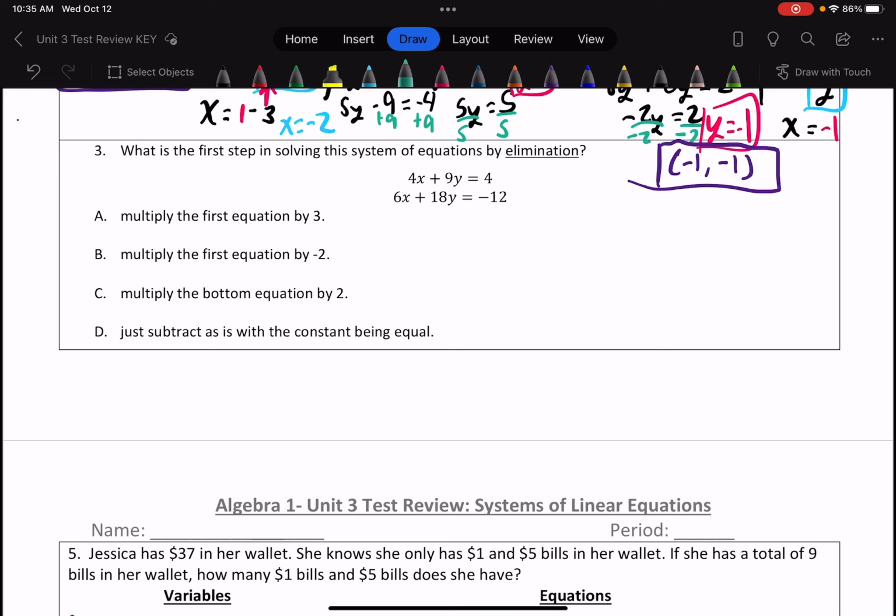So let me just show you what I just did. If I multiply the top equation by a negative 2, that then becomes negative 8x minus 18y is equal to negative 8. And if I solved using elimination, I could add the two equations together. That would give me negative 2x plus 0y is equal to negative 20. So that middle variable then cancels out. So if I'm looking through my answer choices here, so this is just a multiple choice problem, I would need to multiply the first equation by a negative 2. That would be our correct solution here.